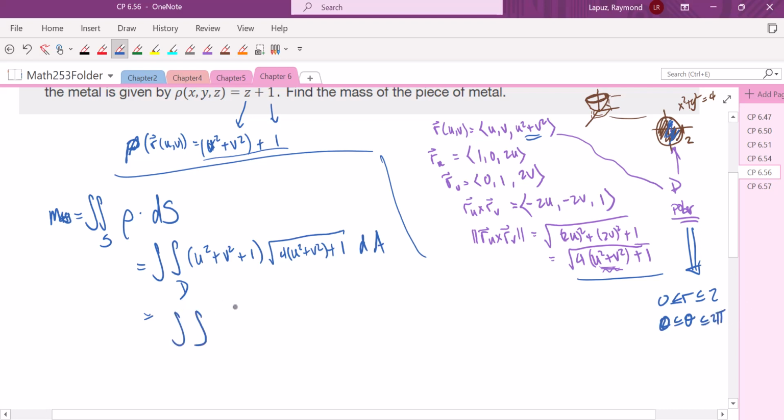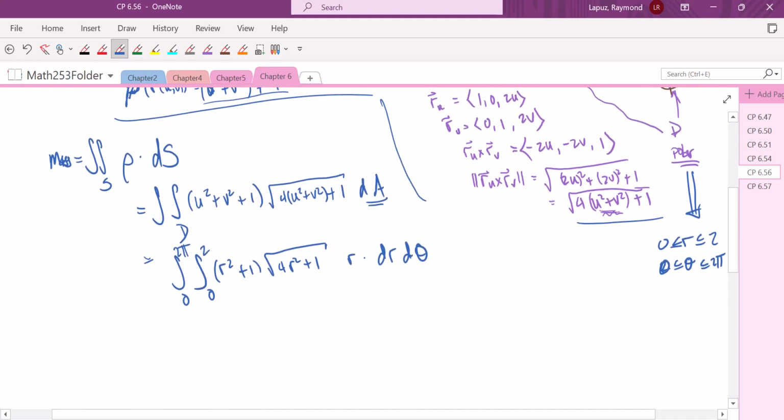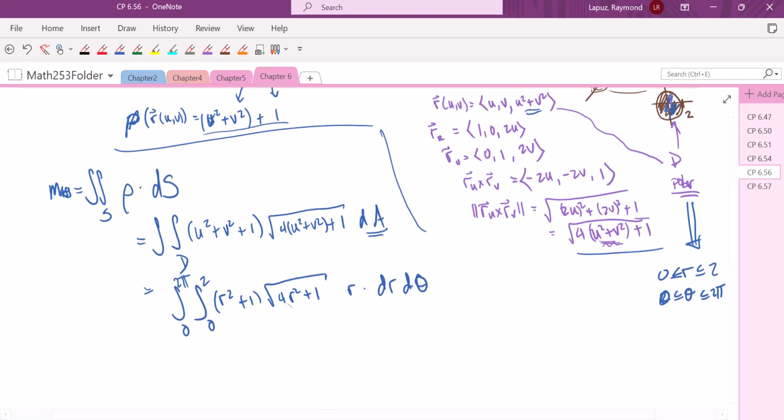So we'll set up our double integral. This is going to be r squared plus 1. This is going to be 4r squared plus 1 under a square root, and our dA holds the extra r, and if we integrate with respect to r first, our limits are going to go from 0 to 2, and then theta, our limits are going to go from 0 to 2 pi. Okay, this I imagine might be doable by hand, but there's a couple of r squareds. This one has an r squared plus 1, this one has a 4r squared plus 1, so I would rather punch this into Wolfram.